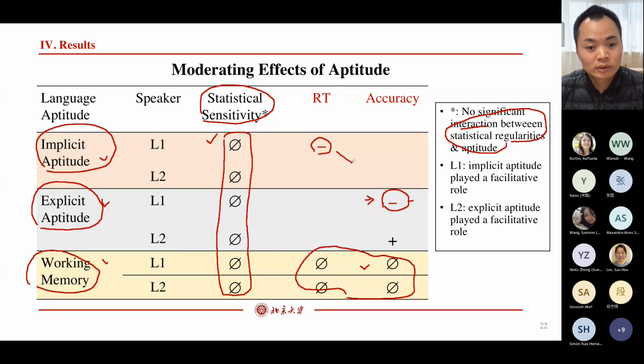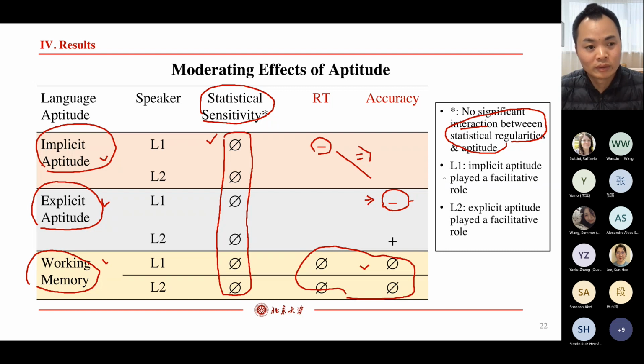So taking together this reaction time pattern as well as the accuracy data, I'm concluding in this paper that these result patterns point to the possibility that L1 speakers are employing implicit aptitude when acquiring or processing multi-word sequences. And I think this conclusion is consistent with the way they learn their first language.